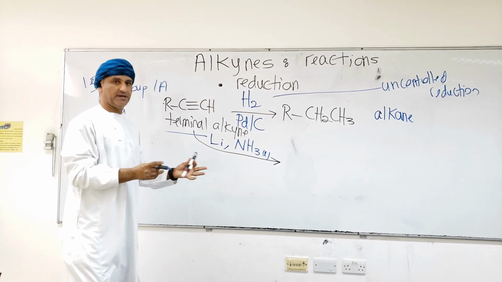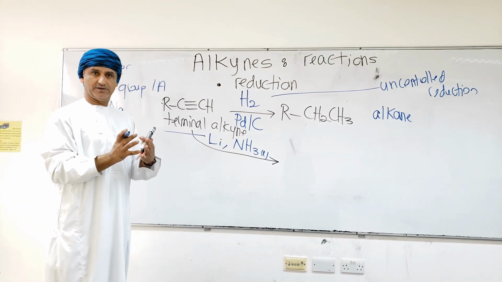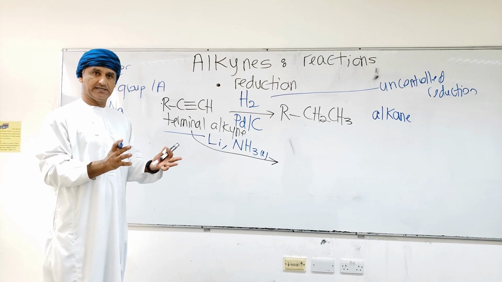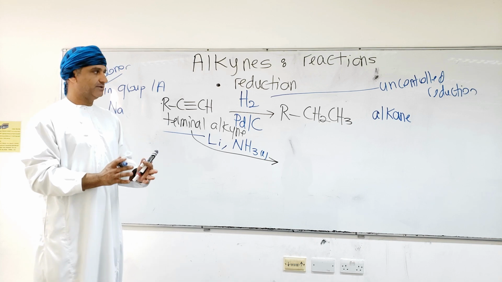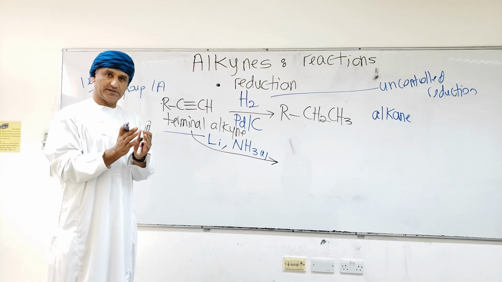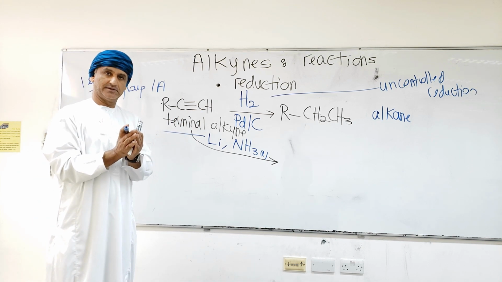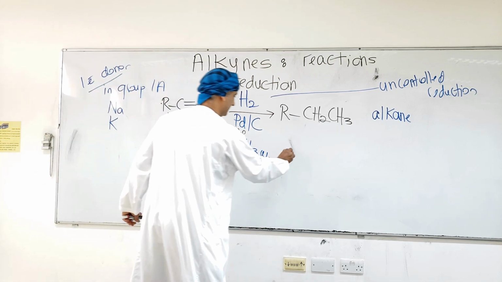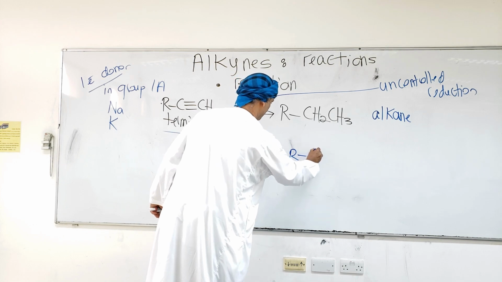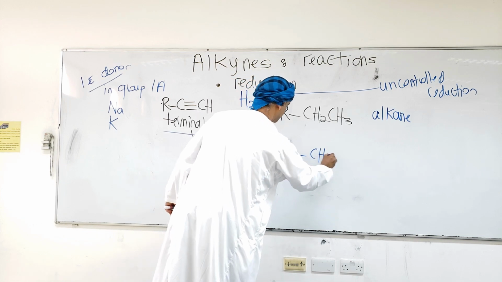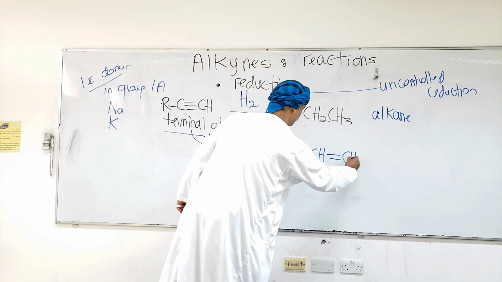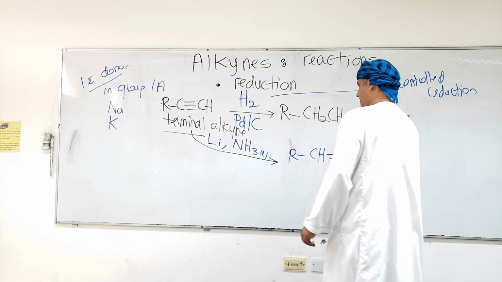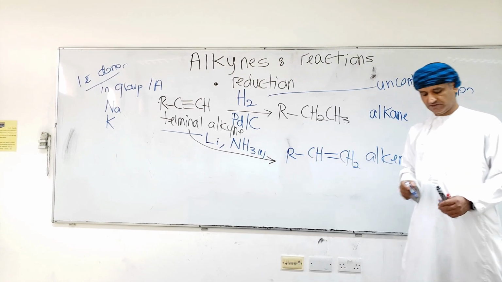And these conditions, by the way, are reduction reaction conditions that will reduce an alkyne, but it will not take the alkyne all the way to the alkane. The reduction is actually controlled. The reaction stops at the alkene stage. So the corresponding alkene is therefore obtained. So this alkene is obtained if these conditions are used.